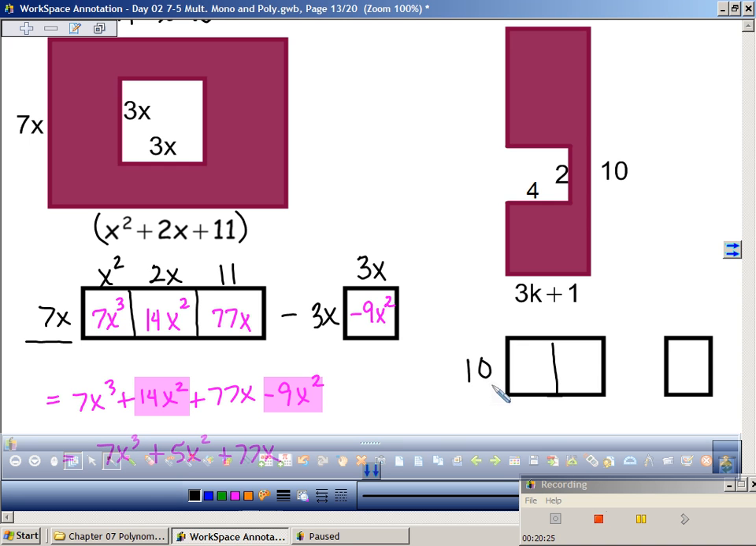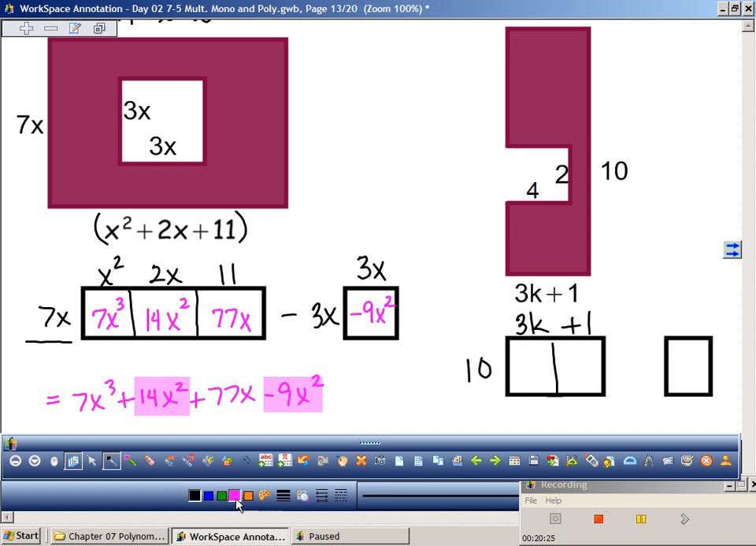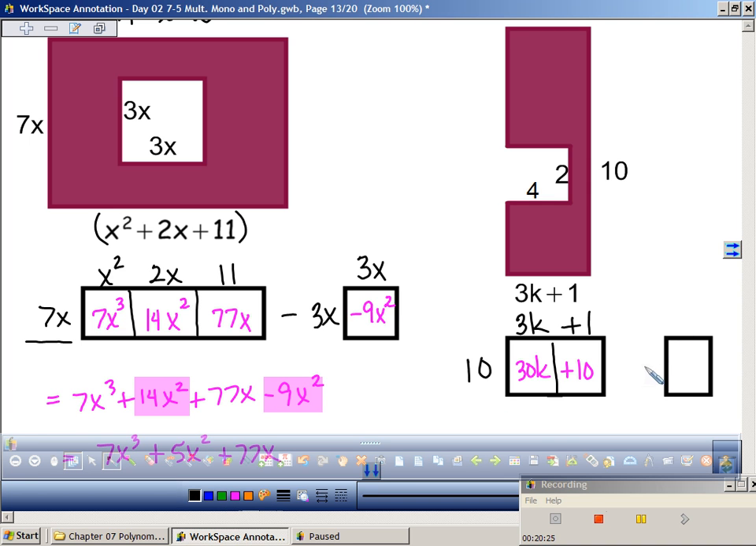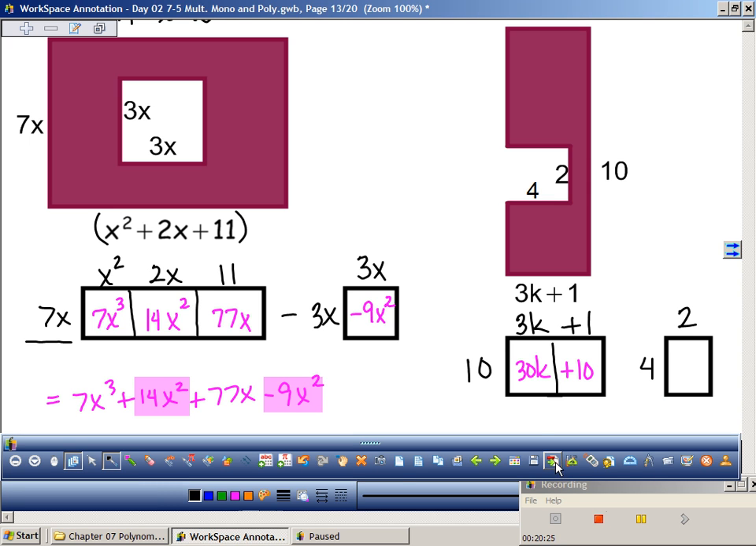Perfect. So on the left side, 10. Then what? 3K plus 1. Fantastic. Okay, so let's multiply them. What do I get? 30K. Positive 10. Perfect. On the 1 by 1, a 4 by 2. Okay. Excellent. I get 8.